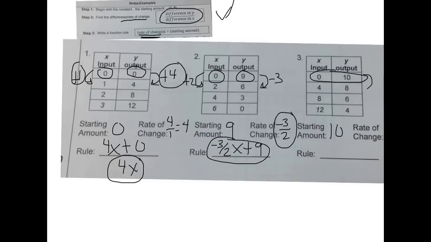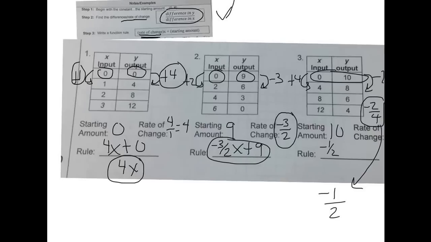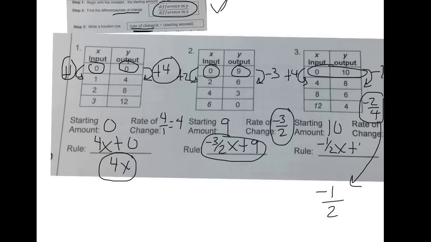Our rate of change, this is going down 2. This is going up 4. So our rate of change is down 2 over 4. This actually is reducible. 2 goes into 2 one time. Let's see, I'm going to carry it down here. So I'm going to divide both of them by 2. 2 goes into negative 2 and makes negative 1. 2 goes into 4, and so that's negative 1/2. So this is our rate of change with an x beside it, and we add our starting amount.